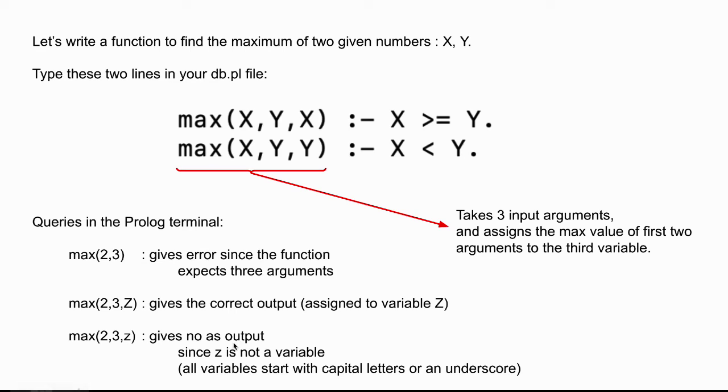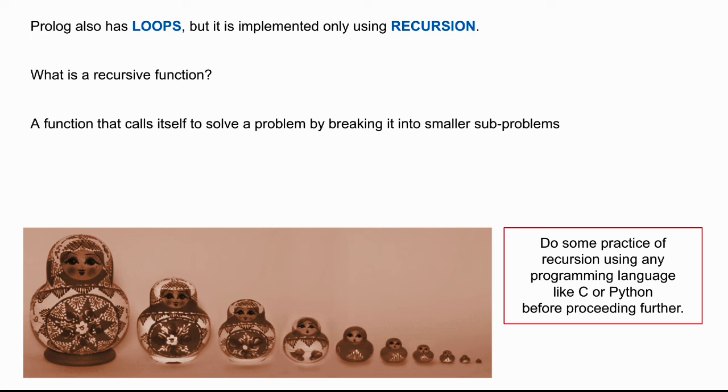23Z gives no as output. Why is that? Because Z is not a variable. Because again, remember, all the variables start with capital letters or an underscore. So Z is not a variable, and so this answers no. So now, this was a very simple kind of programming. Slightly more complicated programs will require using loops.